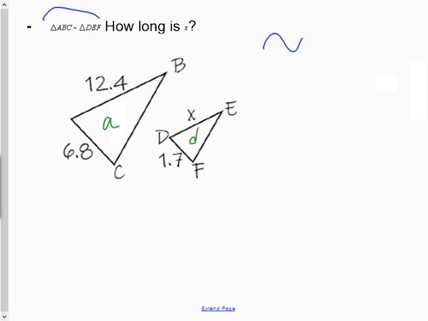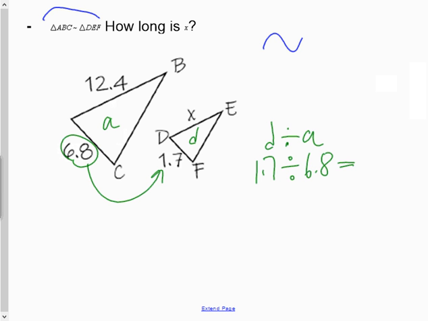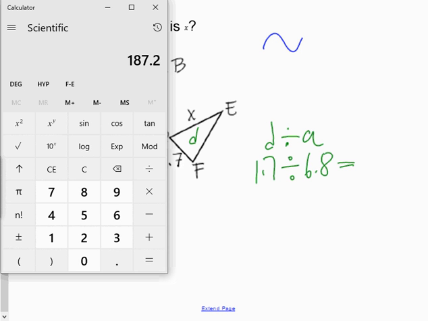If we figure out the scale factor, I want to know what did I multiply this by to get 1.7. So again, scale factor is going to be D divided by A, or in this case, 1.7 divided by 6.8, right? And that will tell me the scale factor that I multiplied 6.8 by to get 1.7. So if we take this and go 1.7 divided by 6.8, it's going to tell me decimal 0.25.